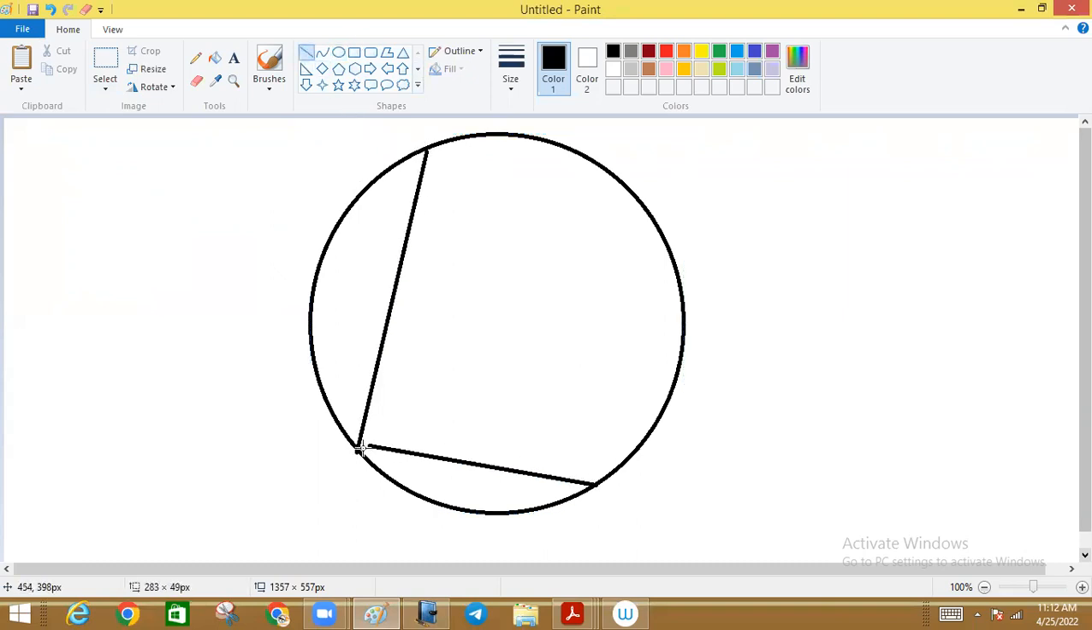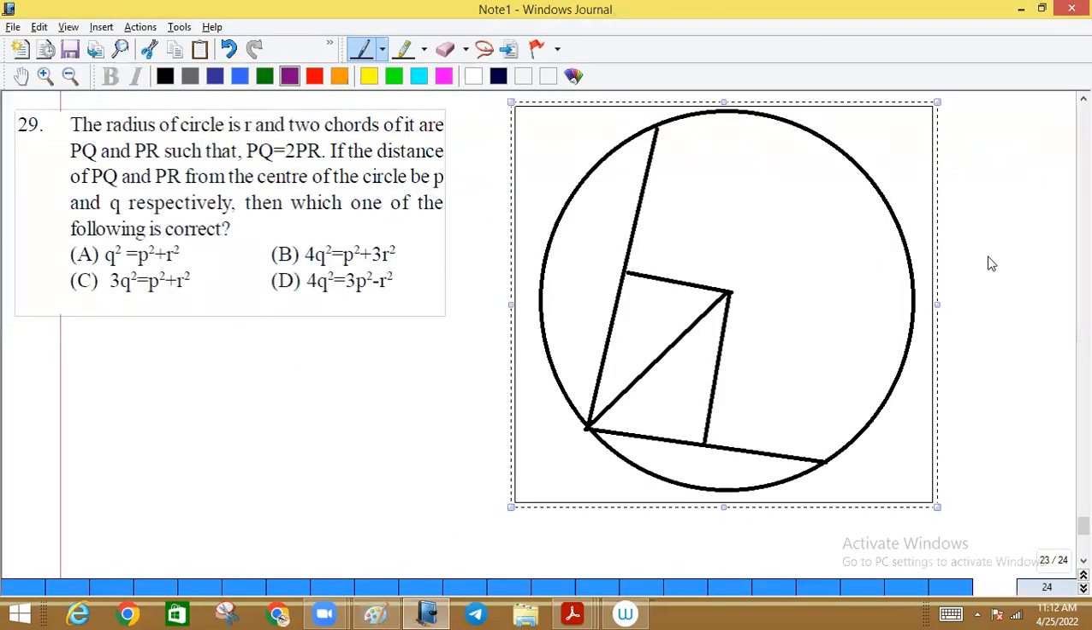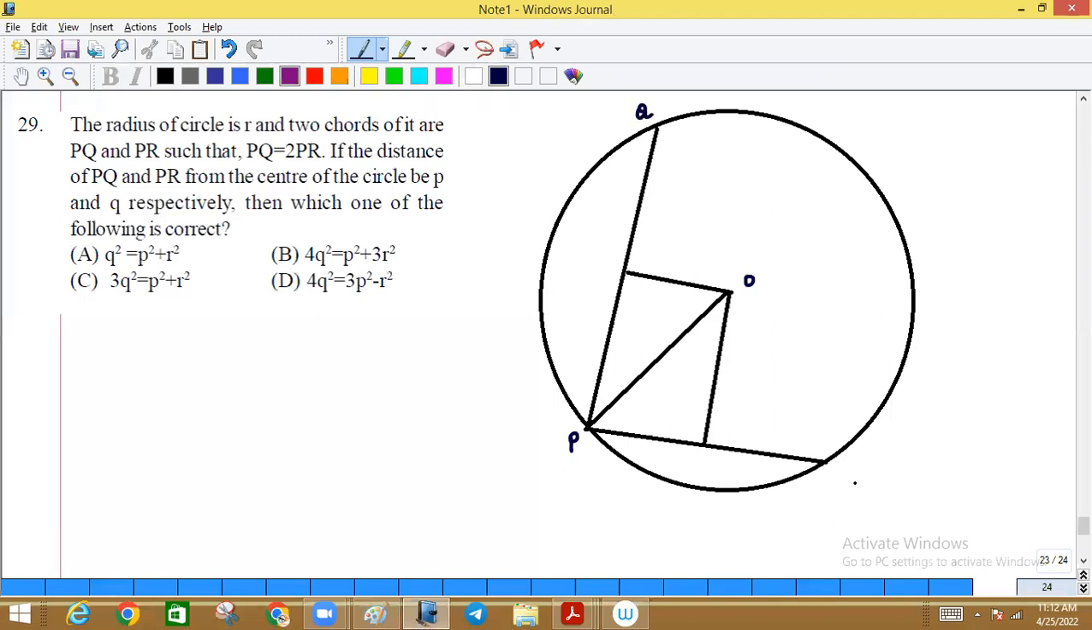One is PQ, another one is PR, and the distances from the center are given as P and Q. Radius is also given. Distance from the center to chord PQ is P. Distance from the center to chord PR is Q. Let this be A and this be B. If I assume PA is equal to X, then what is PR? 2X. Therefore, what is PQ? 4X. Therefore, what is PB? 2X. You understand that? I'm assuming half of the chord is X. Therefore, half of the other chord becomes 2X because it is double.